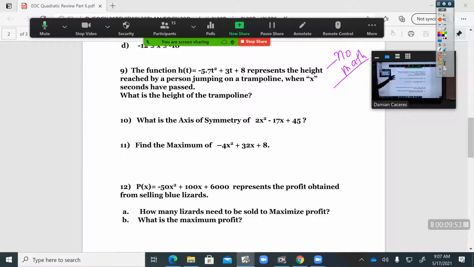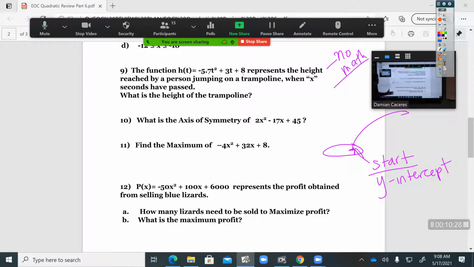To calculate the height of the trampoline, you don't have to do any math, like I said. All you have to do is figure out what they're talking about. So first of all, if the trampoline's here and a person is jumping from the trampoline, it could represent the starting point because that's where he's jumping from. So that would be where he's starting the jump. What's another way we call starting point in this class? Y-intercept.